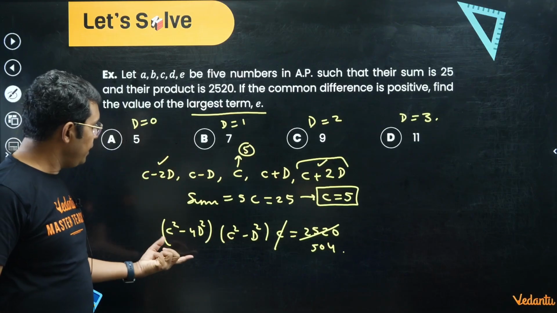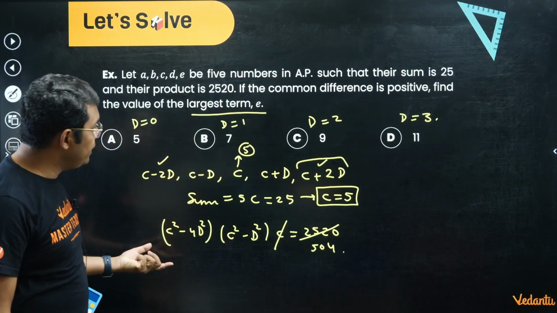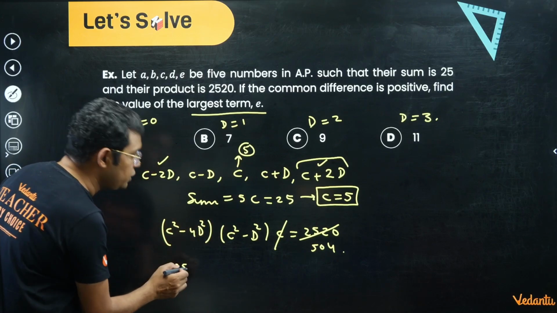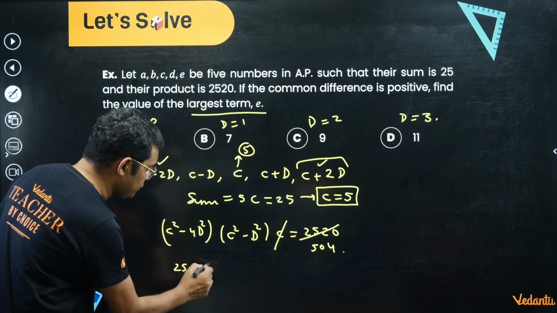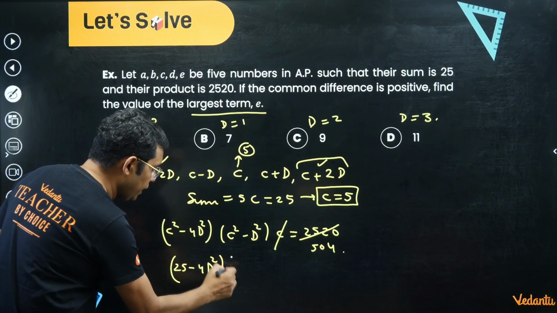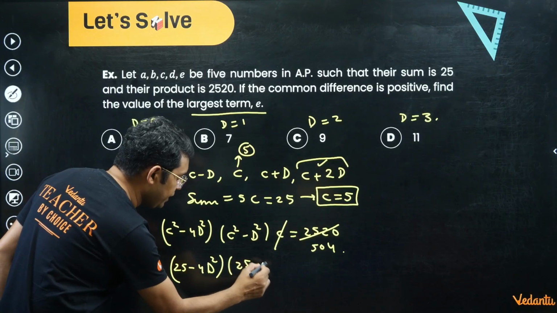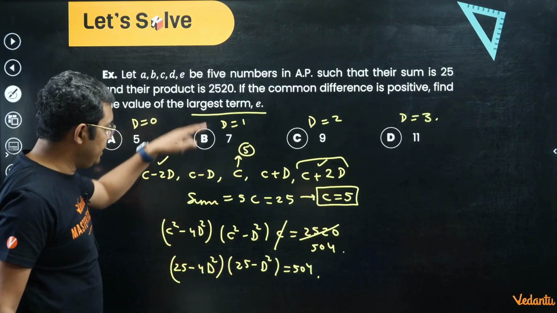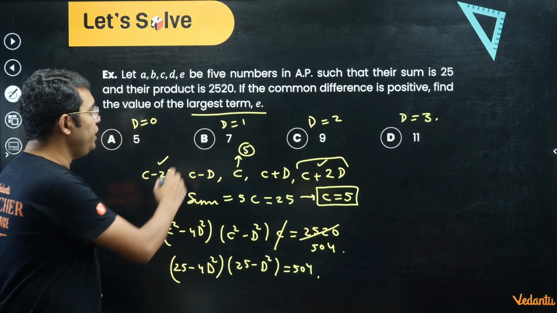I think here D equal to 1 is working because C is 25. So C is 5, so C square is 25 minus 4D square, and 25 minus D square is equal to 504. If you put D as 1, I think this is matching, so B should be the answer.